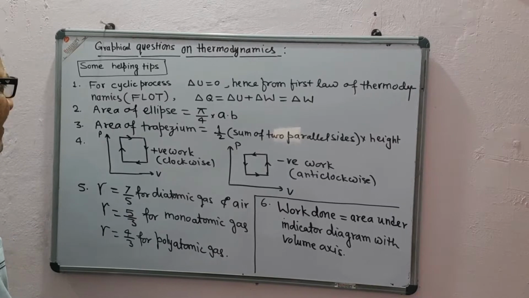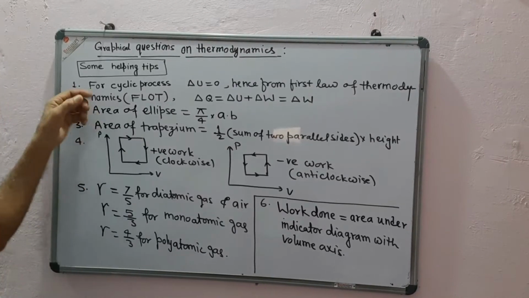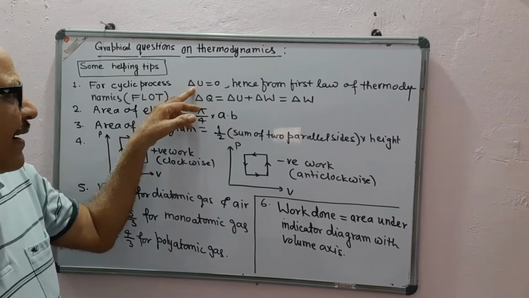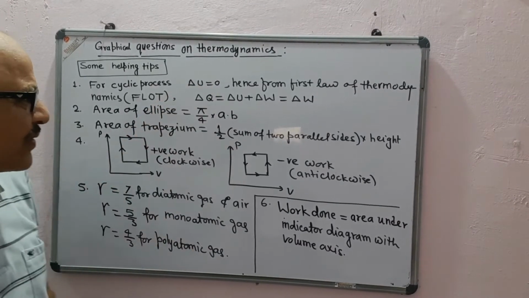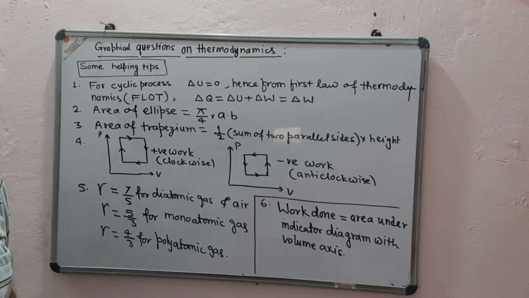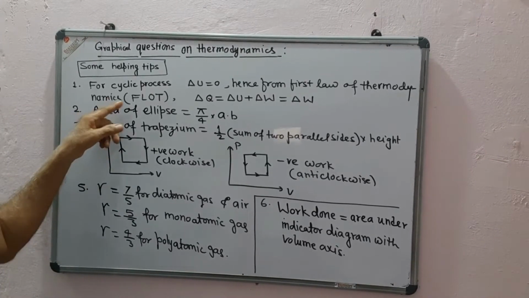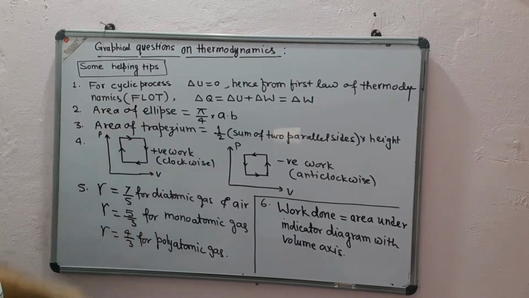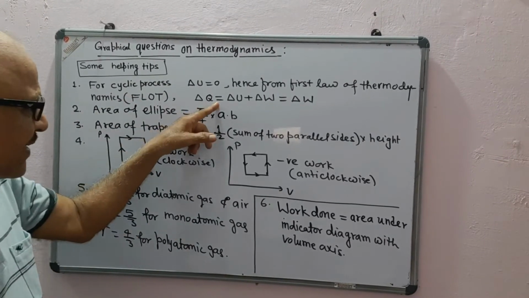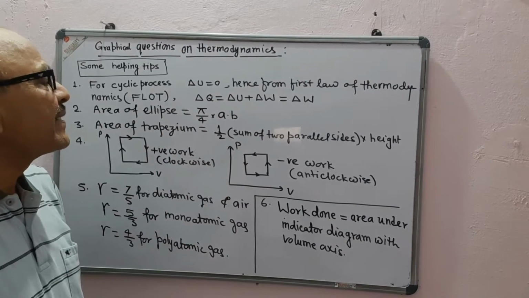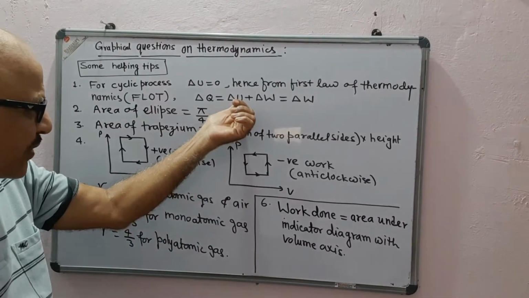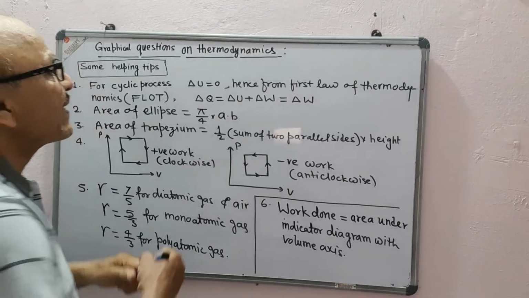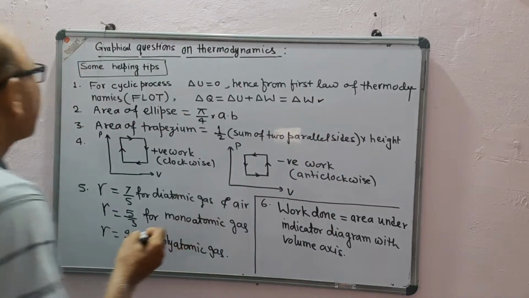helping tips. They are: number 1, for a cyclic process internal energy change is zero. Hence, from the first law of thermodynamics, delta Q is equal to delta U plus delta W, and because delta U is zero, therefore delta Q is equal to delta W for cyclic process.